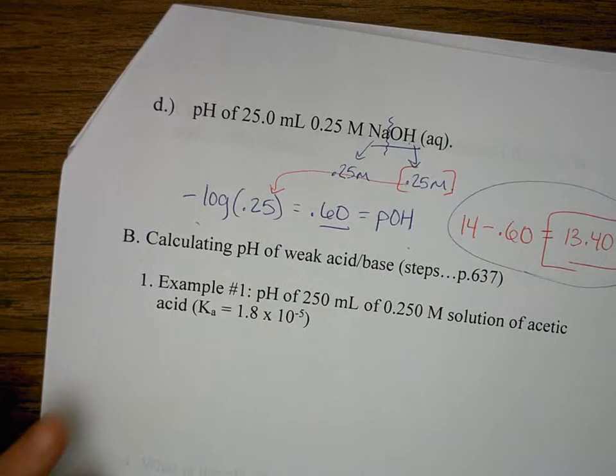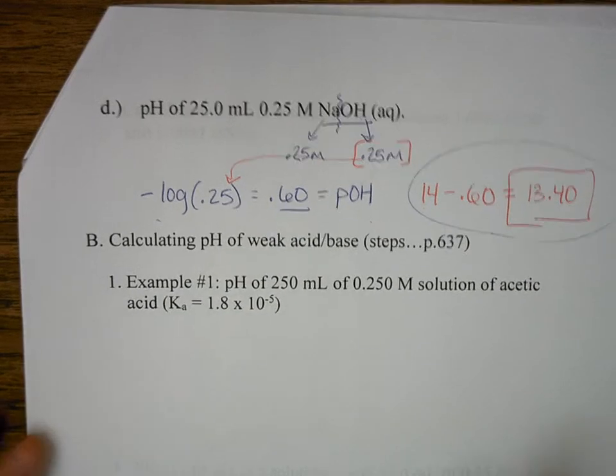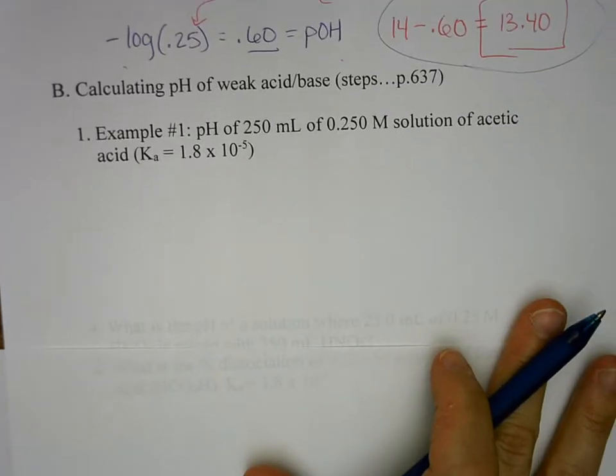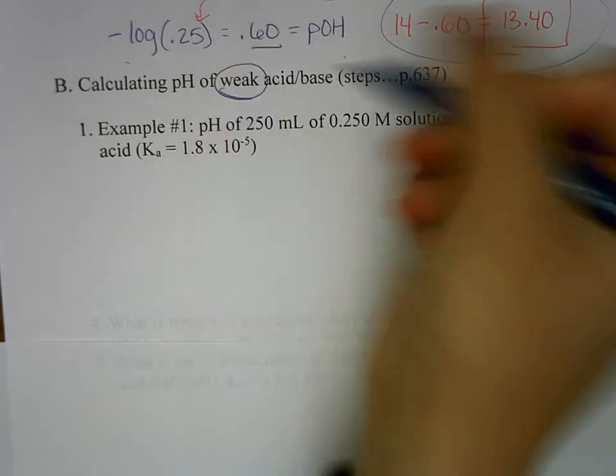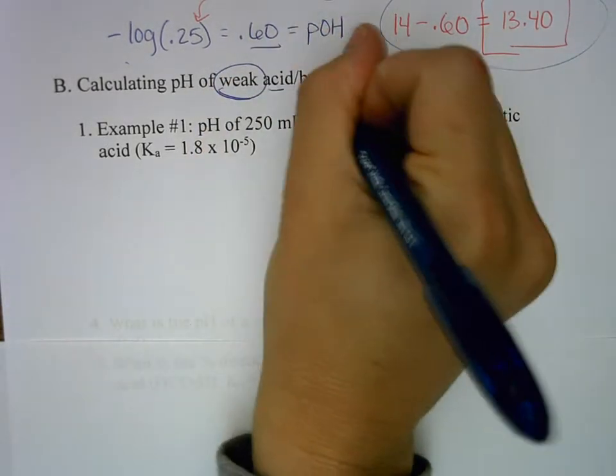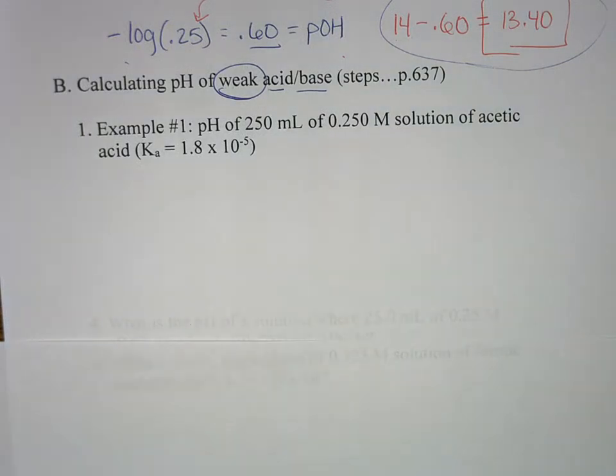All right, next. This is the fun stuff. This is where you get to use ice tables again. And that is calculating the pH of a weak acid or a weak base. I think on page 637, I have that page number written, they actually write down a list of steps for you to follow. We're just going to go through those steps in examples.